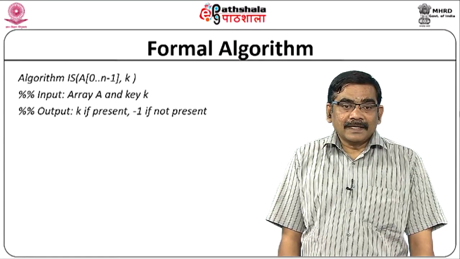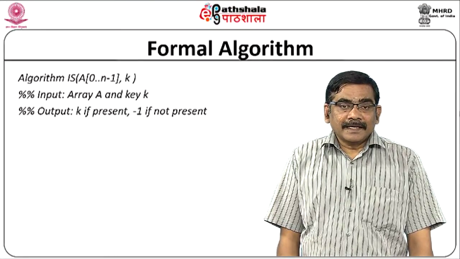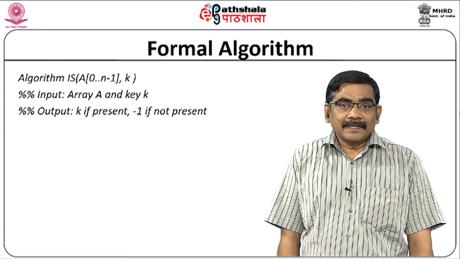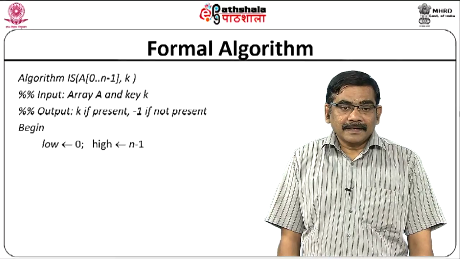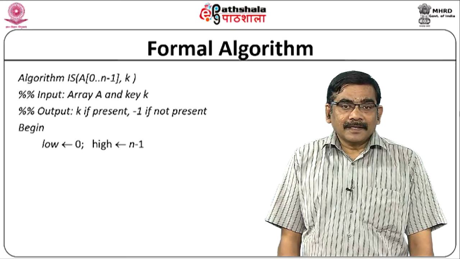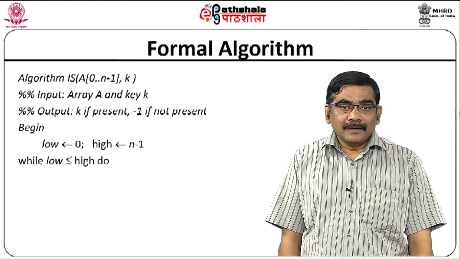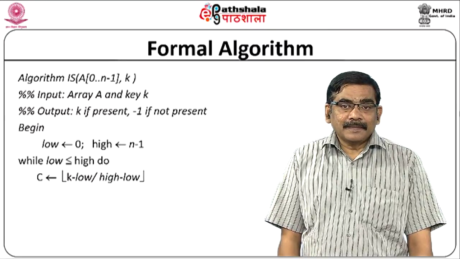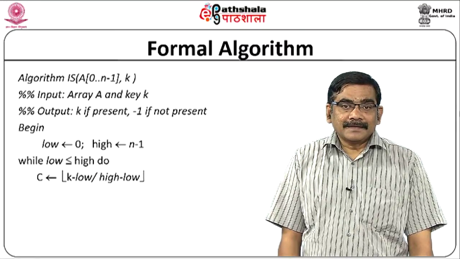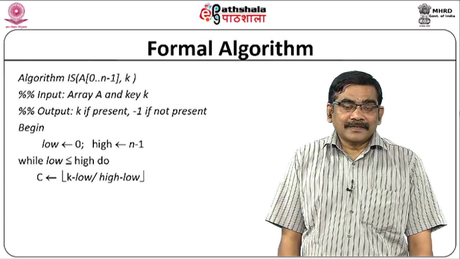This is the formal algorithm. You can see exactly what is happening. Algorithm interpolation search: we are taking an array indexed by 0 to n minus 1 and reading the target key. The output is going to be k if it is present, otherwise it is going to be minus 1. Like in the binary search algorithm, we start with low equal to 0 and high equal to n minus 1, and we start the loop while low is less than or equal to high. This is where it differs from binary search, where the approximate middle is obtained using the floor of the formula k minus low divided by high minus low, where k is your key, and low and high are the first and last elements of the given array.